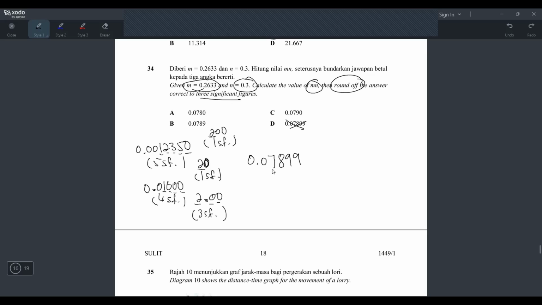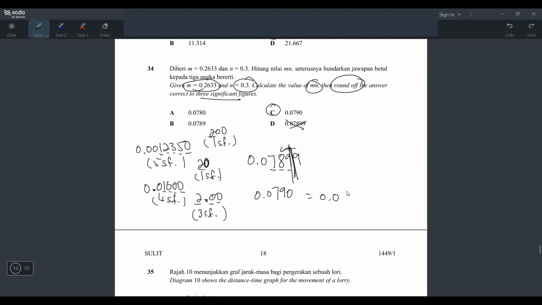Okay, let's round off this to 3 significant figures. So the 0 in front don't count. We count from here. 1, 2, 3, and then draw a line. After we draw a line here, we check the number after more than 5. If 5 ataupun more than 5, then we have plus 1. Okay, 9 is clearly have to plus 1, so I plus 1 here. So it becomes 0.0790. So the answer is C, right?